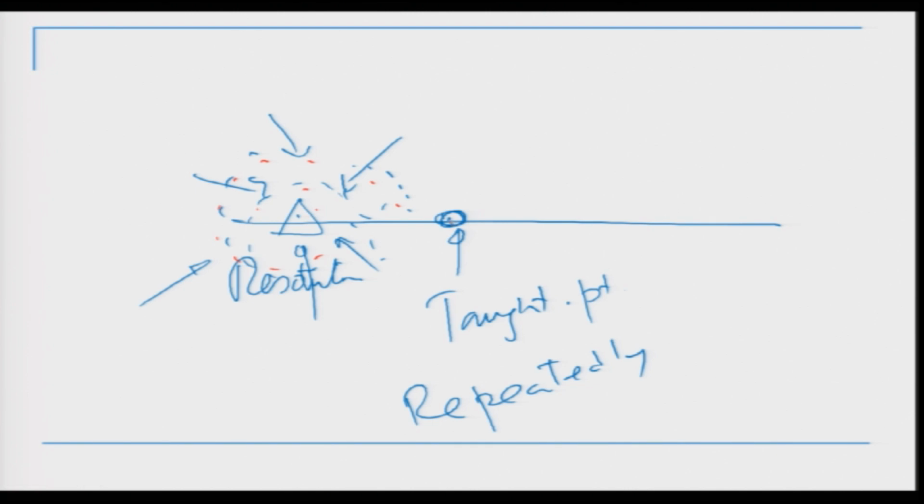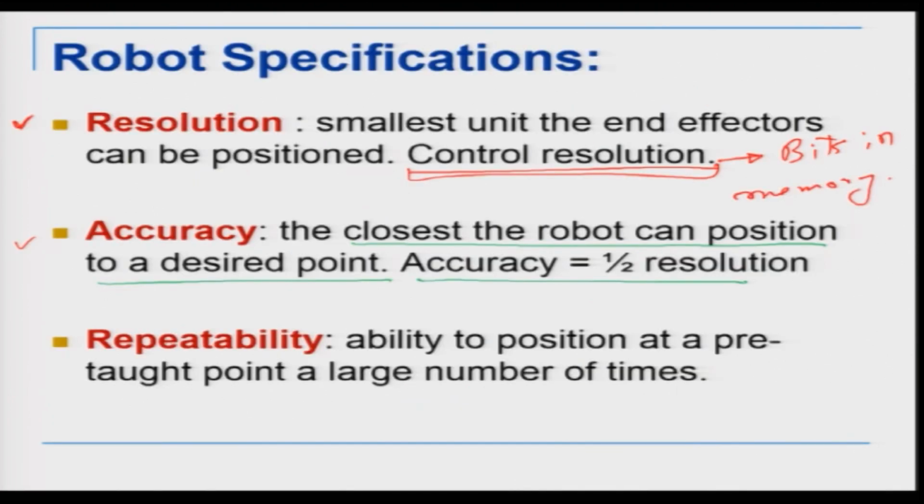So theoretically I should have come here, but what is happening is, because these errors are directional, and some of these errors are going to change with time, I will end up with a region in space about which I am coming. So this is the region in space in which all the points are going to come when I try to access this point in all different directions, and that is essentially what is called my repeatability.